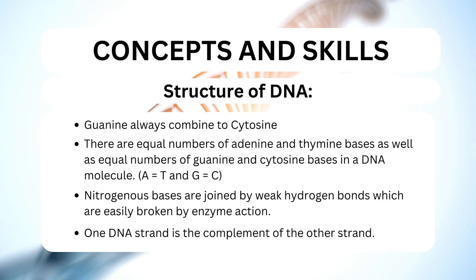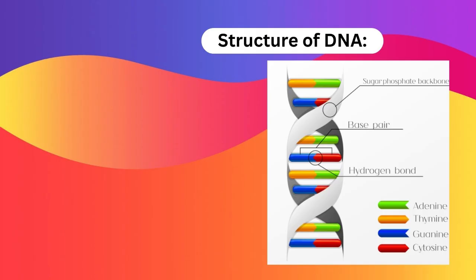Question 1. The diagram below represents a portion of a DNA molecule. June 2019 P2. 1.1 Identify parts B, C, and D. 1.2 Name: A, monomer A; B, one organelle in a cell where DNA is located. One DNA strand is the complement of the other strand.